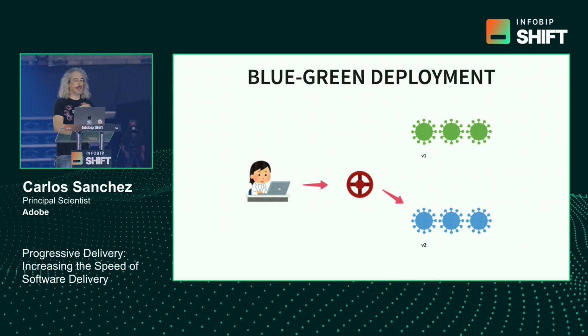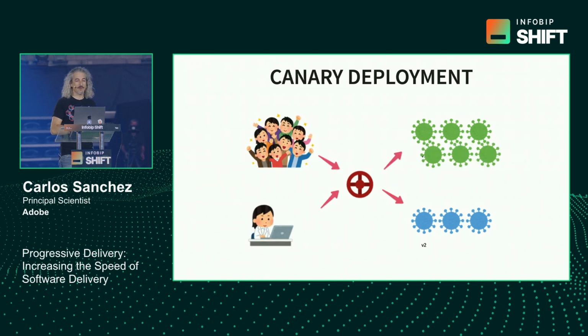Blue-green deployment, again, the same thing was done with VMs. Now we can do it with Kubernetes. You have two versions running at the same time, V1, V2. When you have V2 running and you check that it's OK, you just switch a load balancer or something. You just send all the traffic to the new version. If you detect a problem, you just change the load balancer to the old version, and you're done with it. So that's another one that has been around forever.